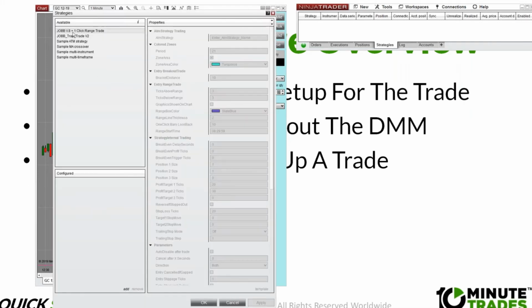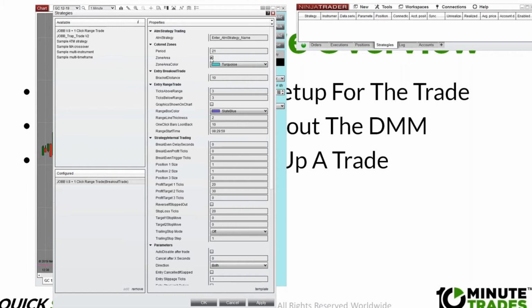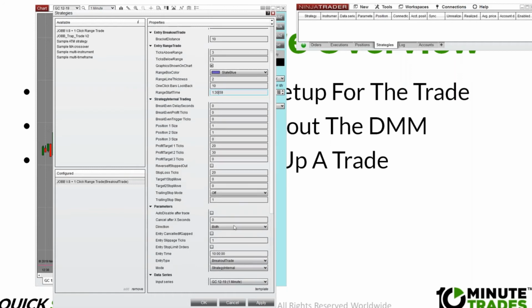You would click the strategy, double-click the strategy. If I'm going to use the range trade, I have 3 ticks above the range, 3 ticks below the range. I'm going to show the range, and I'm going to start the range drawing. Let's say I start the range drawing at 132, because I want you to see it. That's why I'm starting it at 132. Let's say 130. I'm going to enter the trade, time entry, at 140. Now, I'm not going to wait until 140. I'm just going to show you how you would do it. 140.